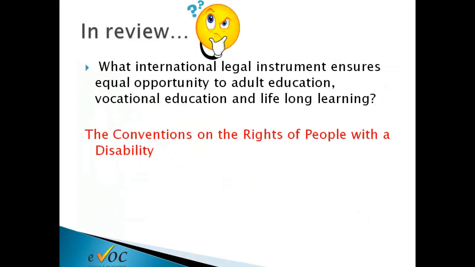So in review, what international legal instrument ensures equal opportunity to adult education, vocational education and lifelong learning? So what is the international legal instrument? And that one is the Convention on the Rights of People with a Disability.